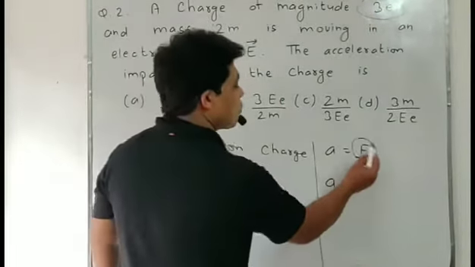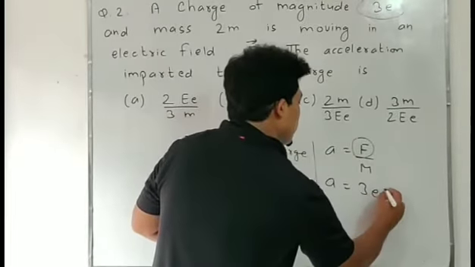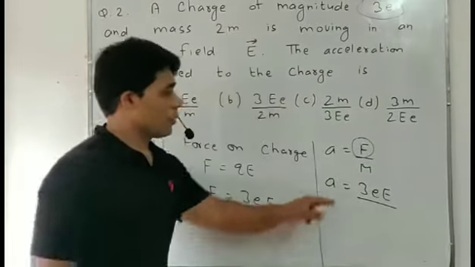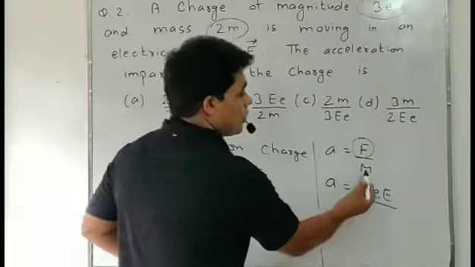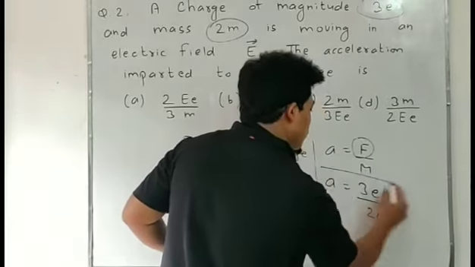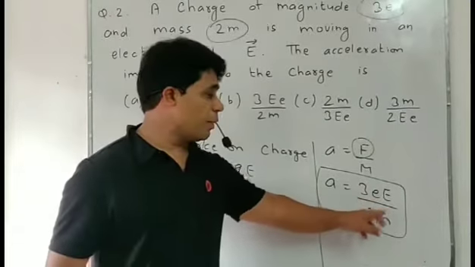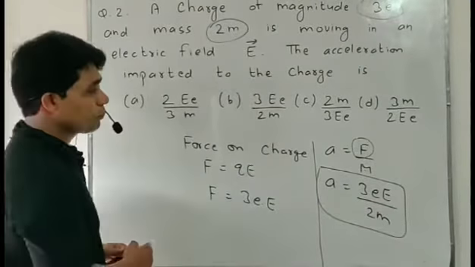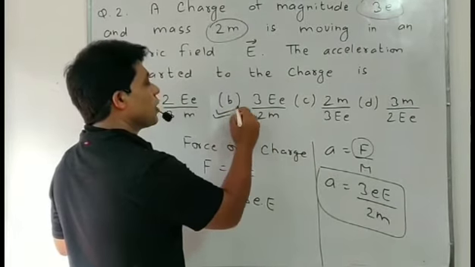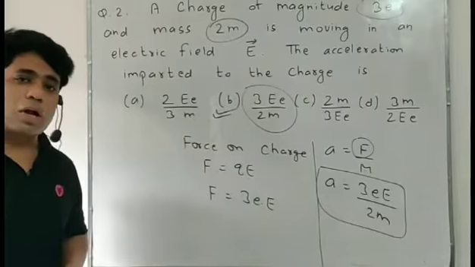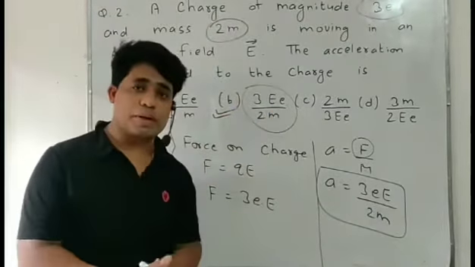Now students, how much force is given? We are given force as 3eE, and what should be the mass? Mass we are given as 2m, here we'll write 2m. So what should be the acceleration? That is 3eE by 2m. So check the options students, 3eE by 2m. Which one is the correct option? Option B is the correct option. This will be the acceleration imparted to the charged particle.